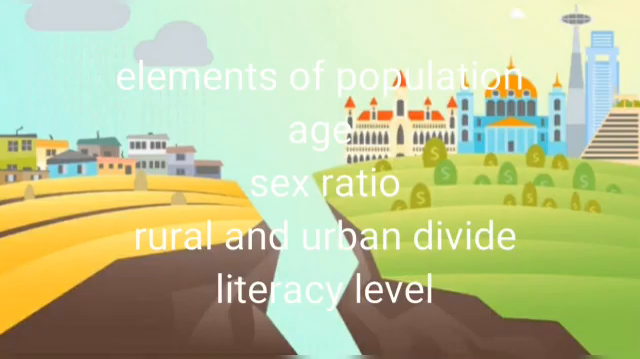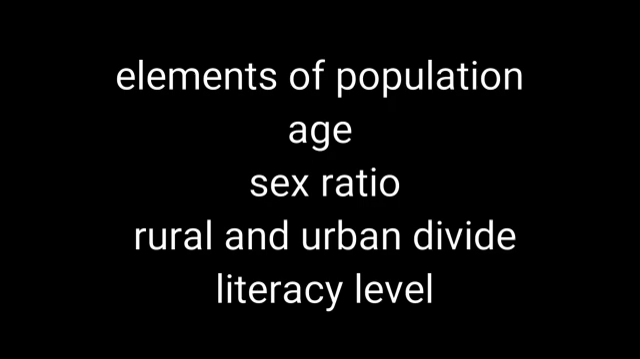The next element we have is the rural and urban divide. By this we mean that the areas have different kinds of lifestyles; their livelihood is different, their society is different, and their level of development also varies. So we could say that a higher rural population is found in agricultural countries, while industrial or urban nations will have a higher share of urban population.